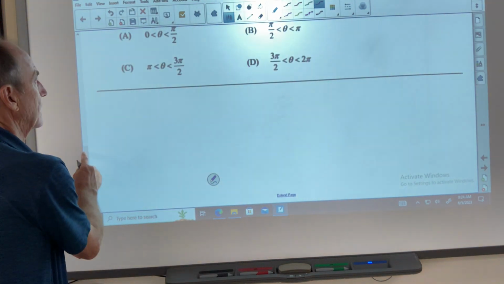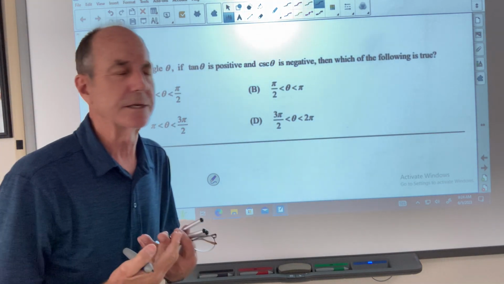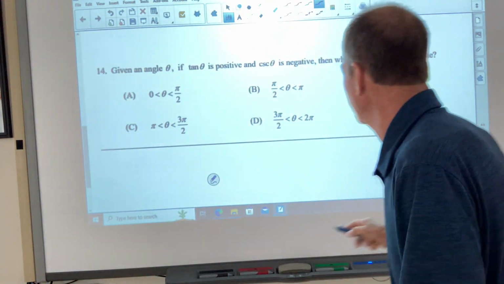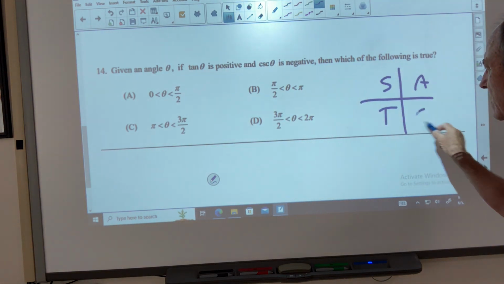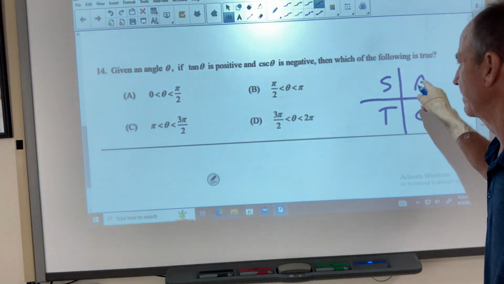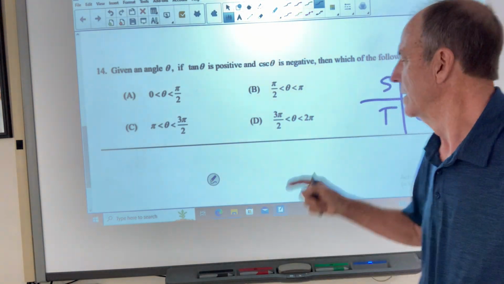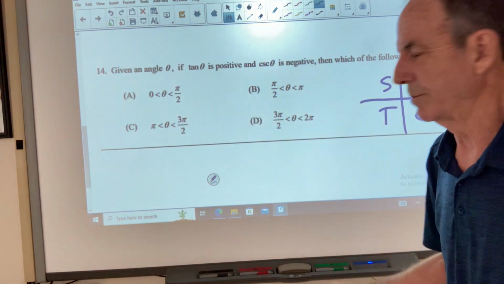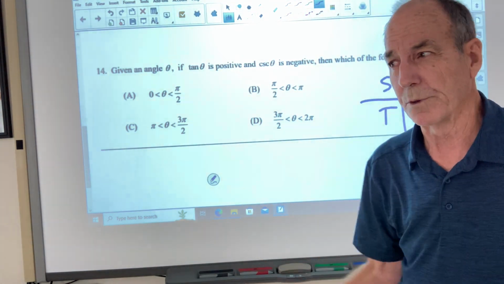Here it says, given an angle, if the tangent is positive and the cosecant is negative, where does the angle have to be? So this might recall that whole idea of All Students Take Calculus, right? Where all the trig functions, sine, cosine, tangent, and their reciprocals are positive here in the first quadrant. Only the sine and its reciprocal, the cosecant, would be positive in the second quadrant. The tangent and its reciprocal, cotangent, would be positive down here, and the cosine and its reciprocal, secant, would be positive in the fourth quadrant.